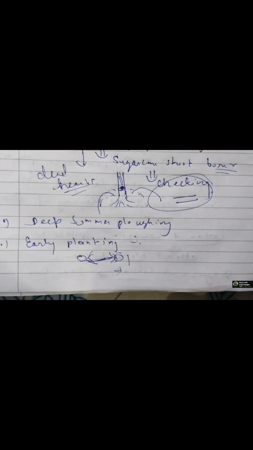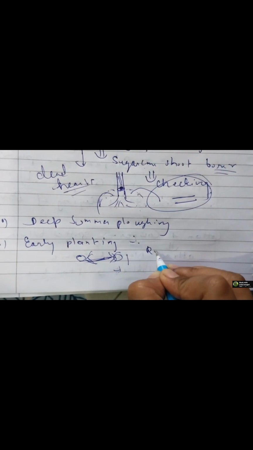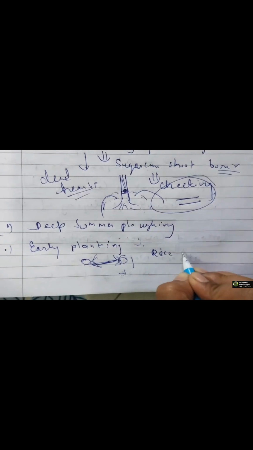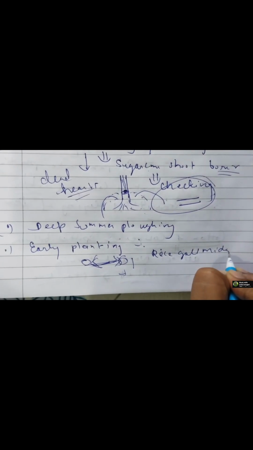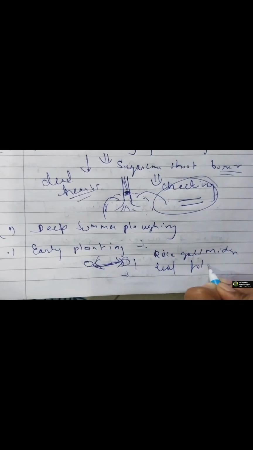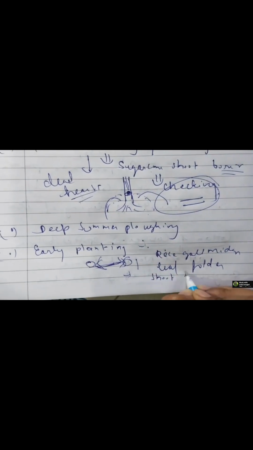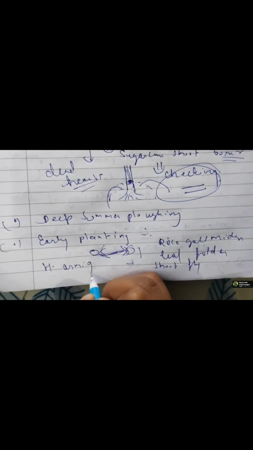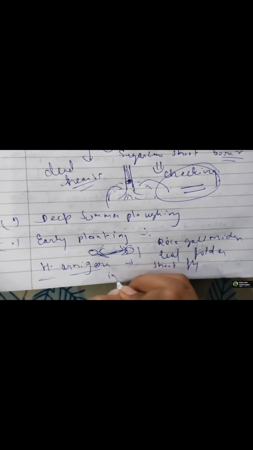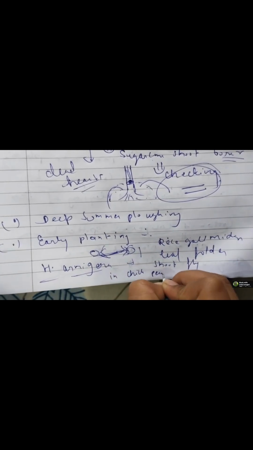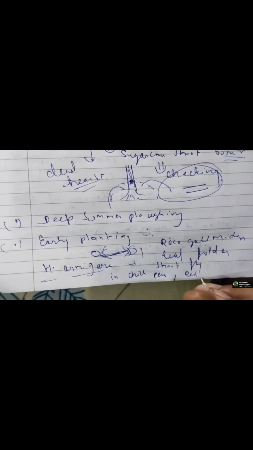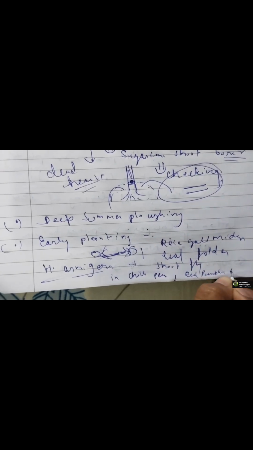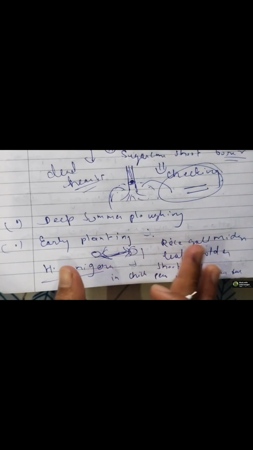This early planting is a very good practice for rice gall midge, leaf folder, shoot fly of sorghum, Helicoverpa armigera in chickpea, and red pumpkin beetle in cucurbits. So remember it. Rice gall midge, leaf folder, shoot fly in sorghum, and Helicoverpa armigera in chickpea. And red pumpkin beetle also in the cucurbits. So these are very important.